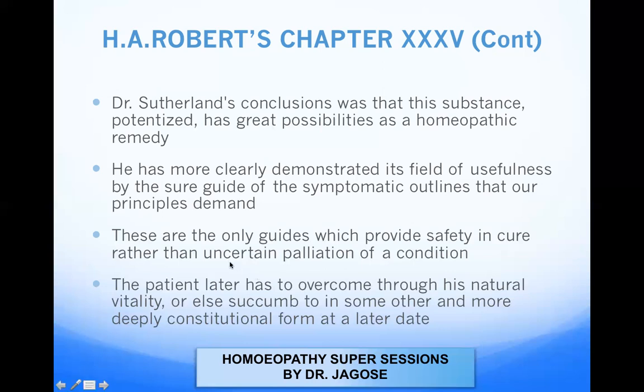So he says the patient later had to overcome through his natural vitality. That means what? The patient's natural vitality was there. If given on the law of similars, that would be activated and the cure would take place. Or if used as a palliative, or if not used on the law of similars, only used on one or two symptoms or a small group of symptoms, then what would happen? It would succumb in some other and more deeply constituted form at a later date. That means what?